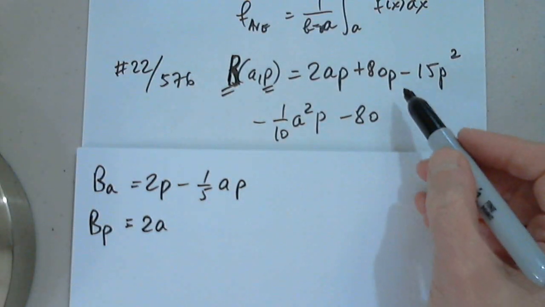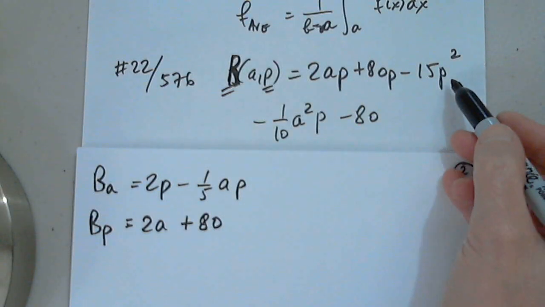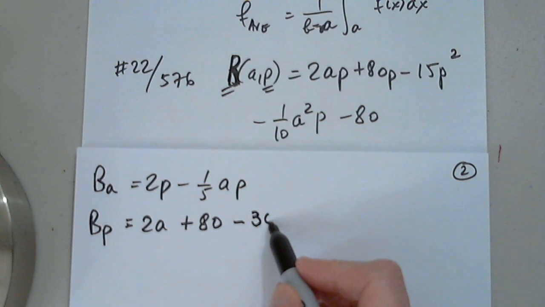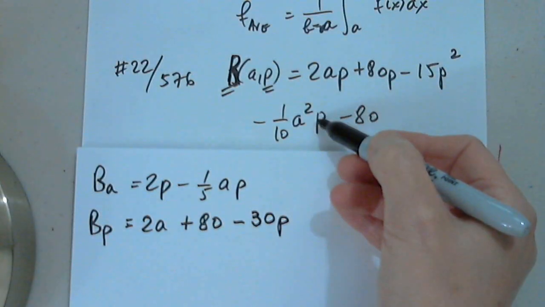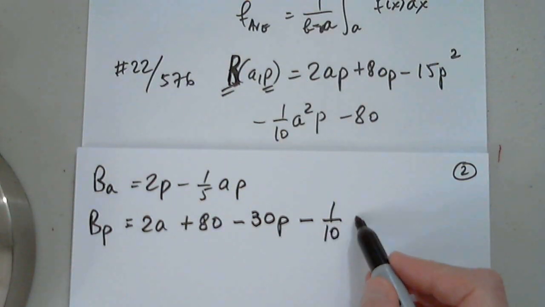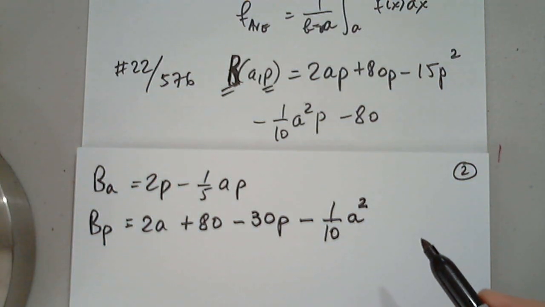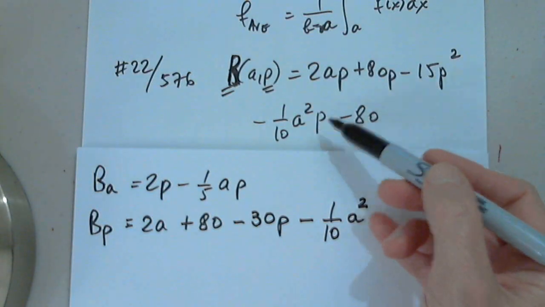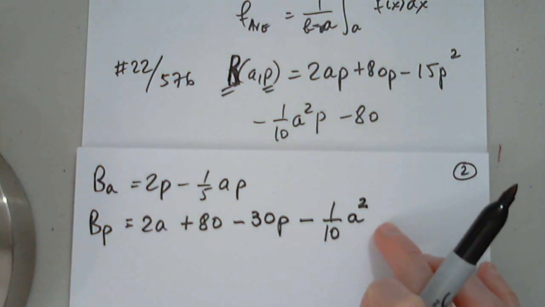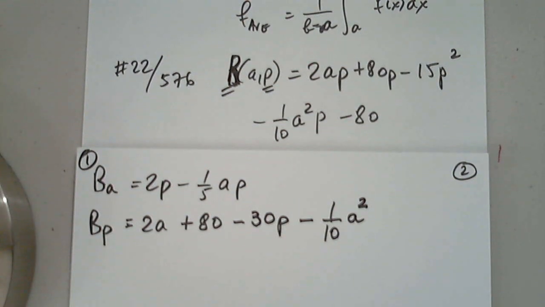This with respect to P. 2A. Very good. This with respect to P. 80. Excellent. This with respect to P. 30P. Very good. This with respect to P. P prime is 1. So it's negative 1 over 10a squared. And this is 0. Is this okay? This is our first step. Everyone okay with that?